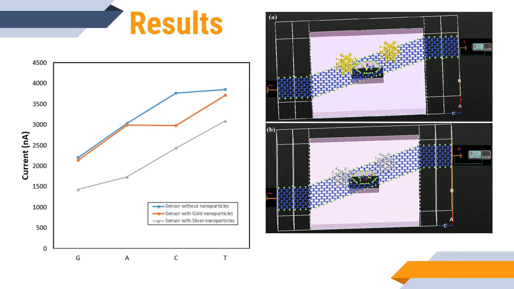The effect of decorating the sensor with gold or silver nanoparticles was studied, since these nanoparticles have high affinity to DNA bases. It is observed that the bare sensor produces higher electronic current than the sensor decorated with gold or silver nanoparticles.